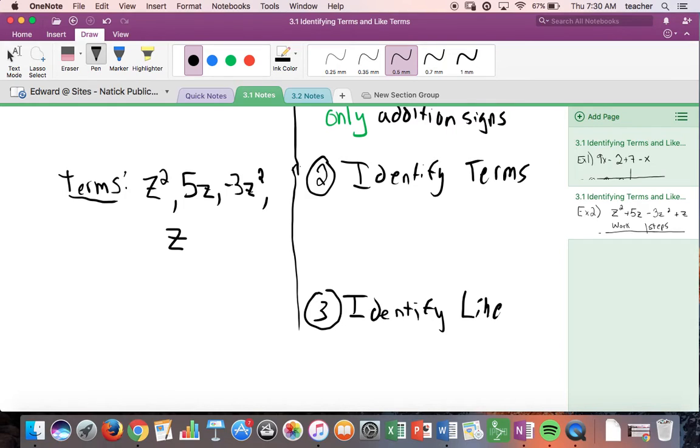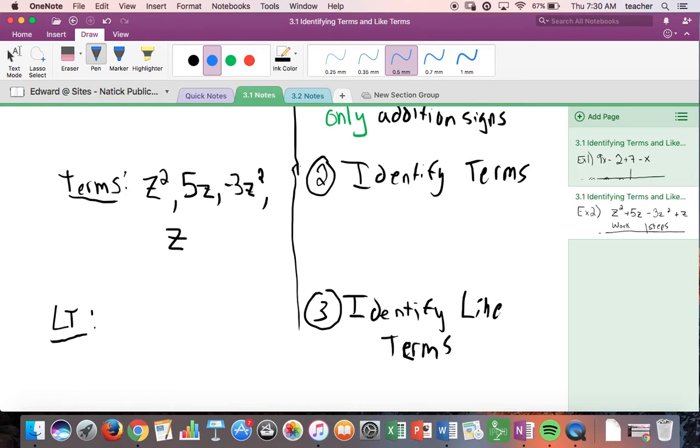So now, after we identify our terms, we want to go down and identify like terms. So the way we identify like terms, I'm going to call them LT. Like terms, I'm going to use two different colors. So like terms, when we talk about them, they have to be two constants or two numbers without variables, or if they have a variable, they not only have to share the same variable, but the variable also has to have the same exponent.